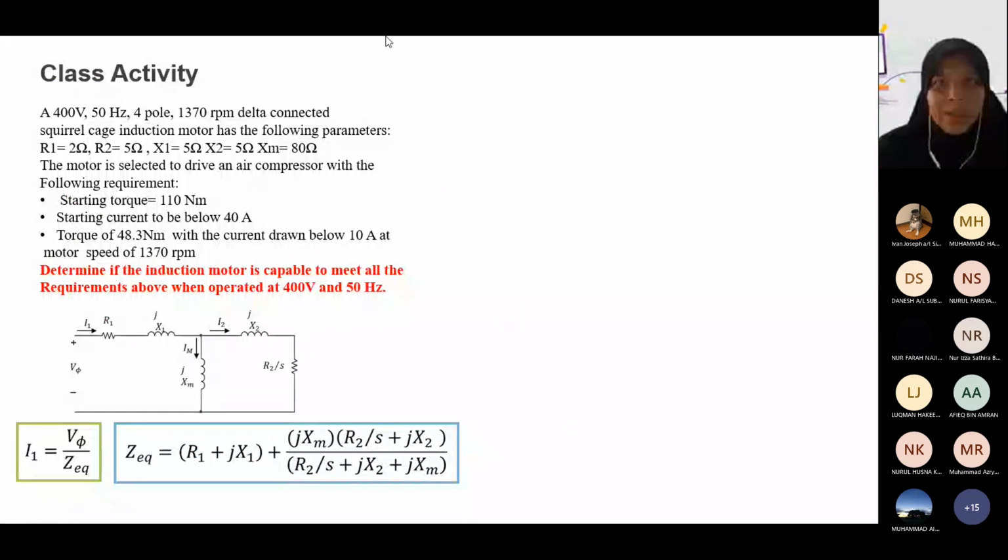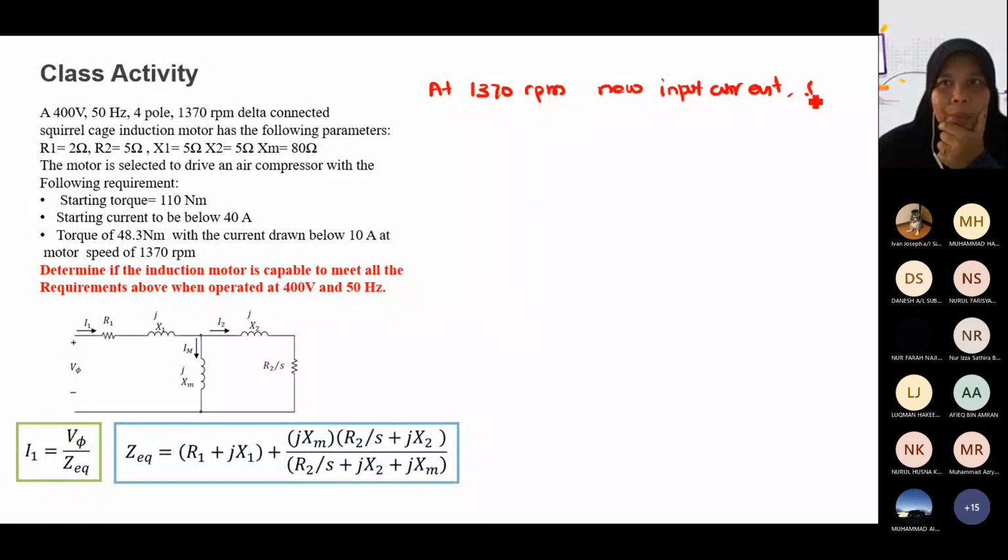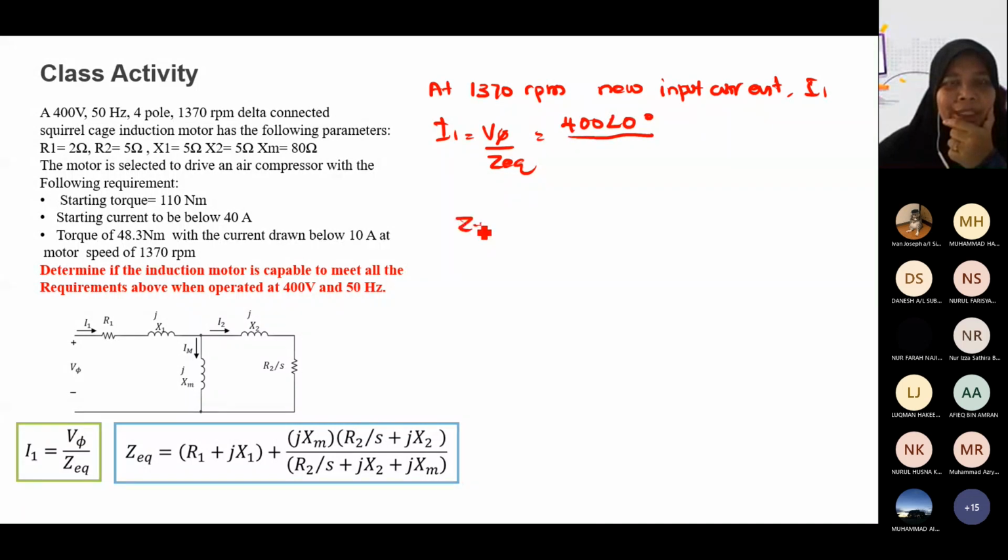So, now, at 1370 RPM. Okay, we want to calculate the new input current or starting current I1. Okay, so we are using this formula. Okay, I1 equal to V phase over Z equivalent. So V phase you already know is 400 with the angle of 0. What about Z equivalent? Can we use the previous Z equivalent that we have already calculated? Or this Z equivalent will be different?